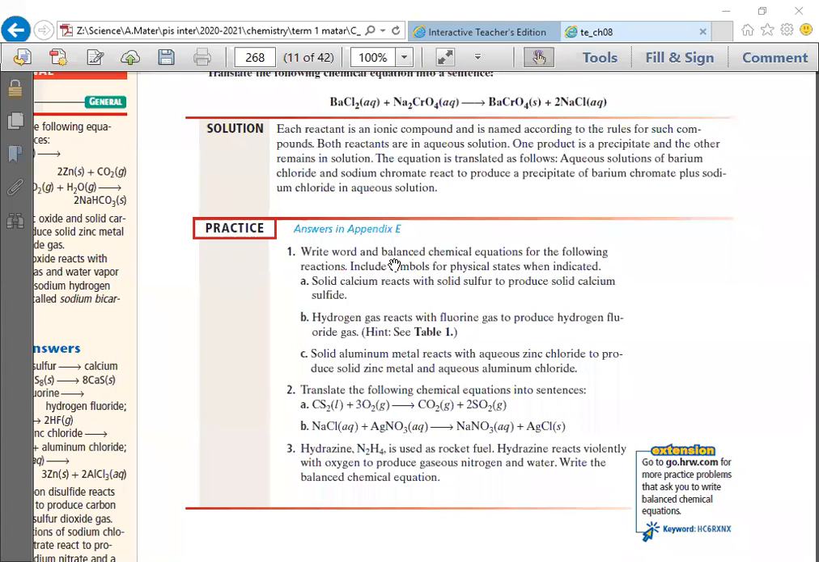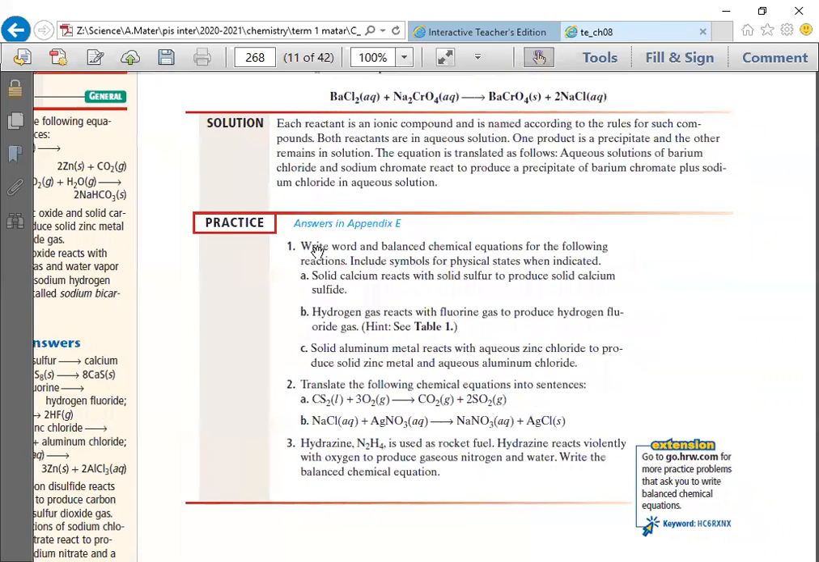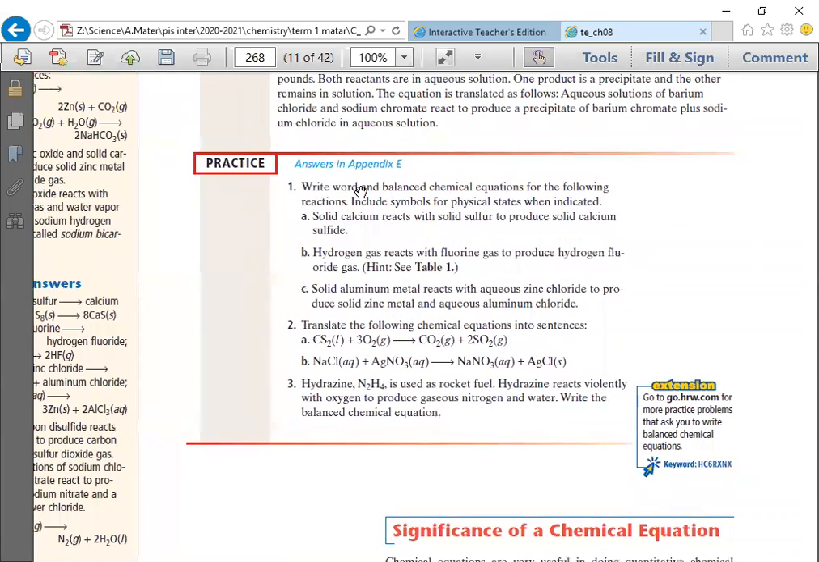First, we need the word equation. Then we translate it into a formula equation. So we start with the word equation: solid calcium plus sulfur yields calcium sulfide. So like this, we already answered the first part, which is the word equation.